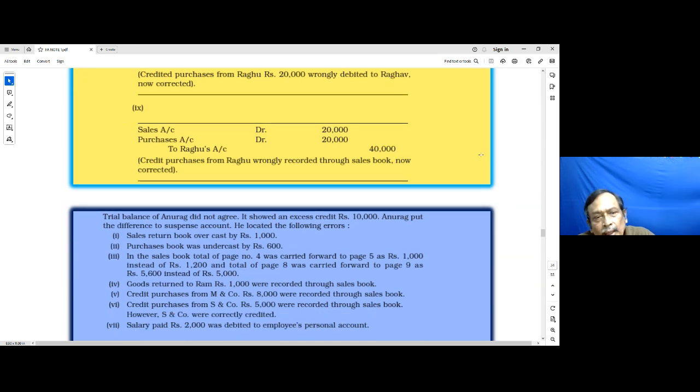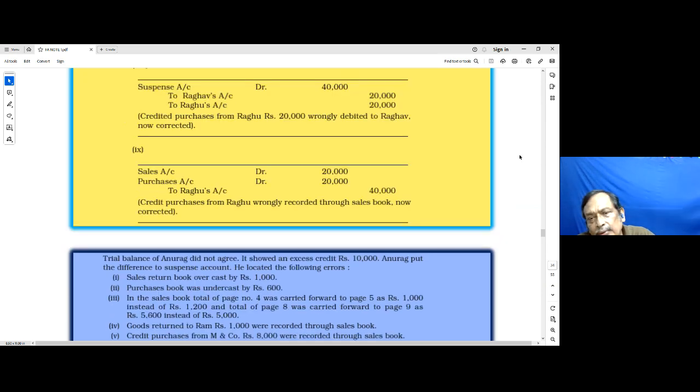Next, credit purchases from Raghu wrongly recorded through sales book. So purchase is recorded as sales. Hence sales account is credited. Hence we have to cancel the sales. That's why you have to debit sales 20,000. Purchase account is not recorded. You have to debit purchase account by 20,000, and Raghu account will be credited by 40,000. That is credit purchases from Raghu wrongly recorded through sales book, now corrected.